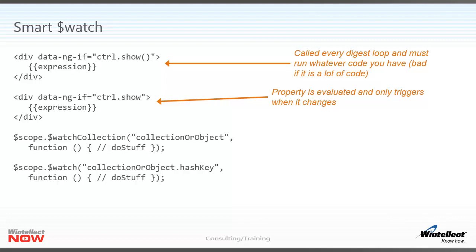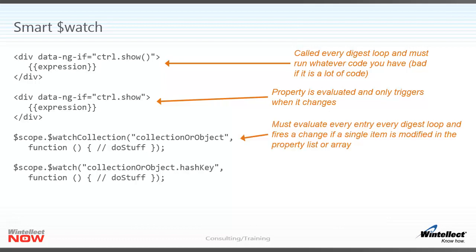A better approach is to use a simple property, and then as was shown earlier in this lesson, you can update that property in conjunction with other properties being updated on the model. In other words, if you have a computed property, you can compute that when those other properties change and simply watch the property itself.